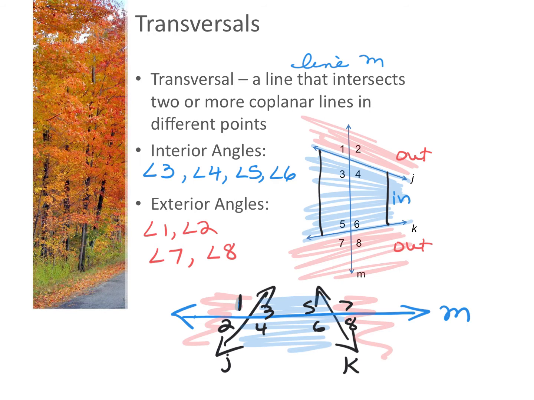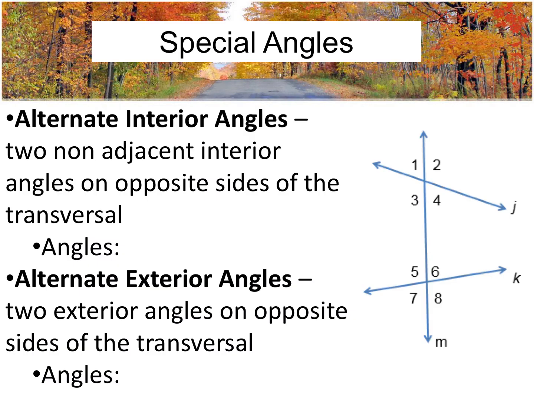Next, what we're going to do is look at the special angle pairs. So the first special angle pair is called alternate interior angles. And these alternate interior angles are two non-adjacent interior angles on opposite sides of the transversal. So they cannot be next to each other. They're non-adjacent. So I'm going to go ahead and color in my interior and my exterior. The other special angle pair here is called alternate exterior angles. And again, these are two exterior angles on opposite sides of the transversal.